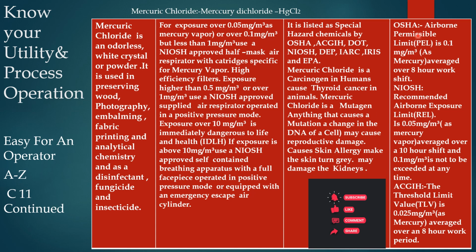Now we can see about the exposure limit. As per OSHA, the airborne permissible limit, PEL, is 0.1 milligram per meter cube as mercury, averaged over an 8-hour work shift. As per NIOSH, the recommended airborne exposure limit, REL, is 0.05 milligram per meter cube as mercury vapor, averaged over a 10-hour shift, and 0.1 milligram per meter cube is not to be exceeded at any time.